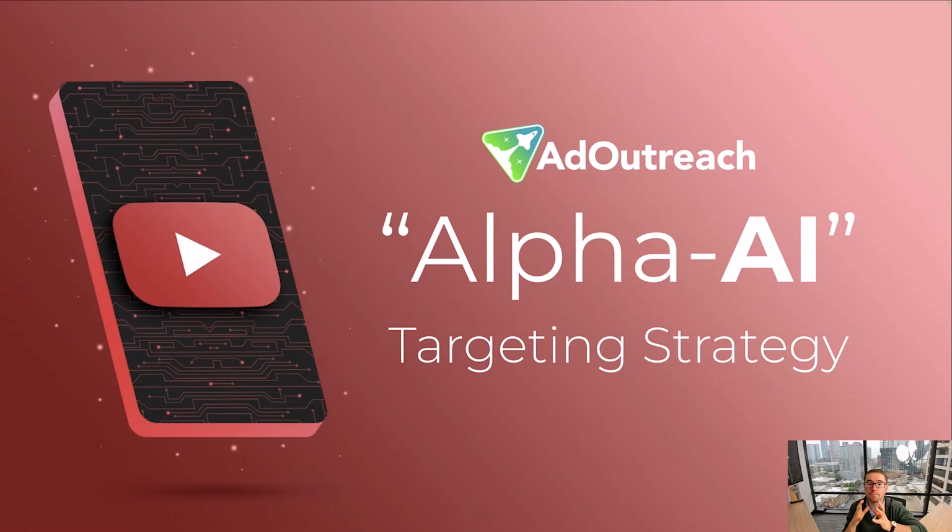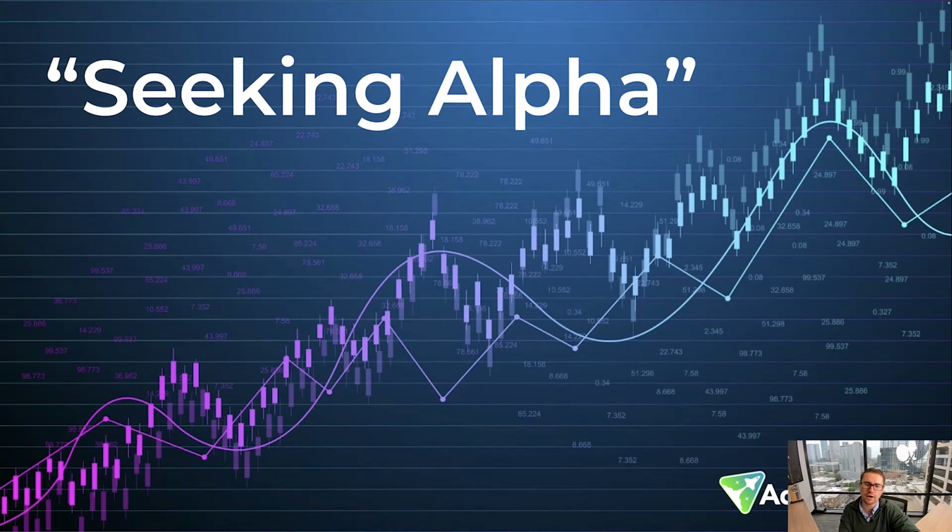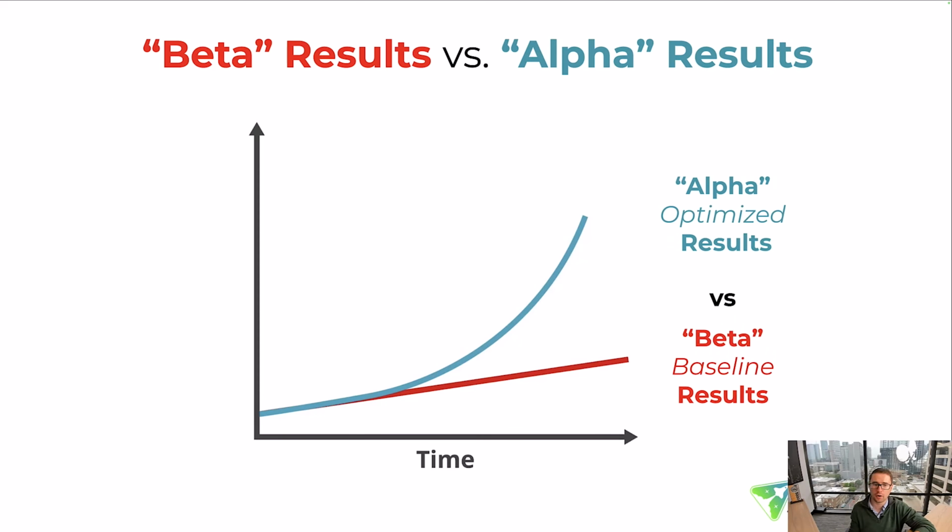This is where you can build your own audiences, and this is the key to the Alpha AI targeting strategy, which is the secret behind hundreds of millions of dollars in revenue from YouTube ads. And so let's talk about why this works. You might be familiar with a concept called seeking alpha. Now, this is pretty popular in the stock market, where you want to get alpha results, results that are better than the baseline, better than the average.